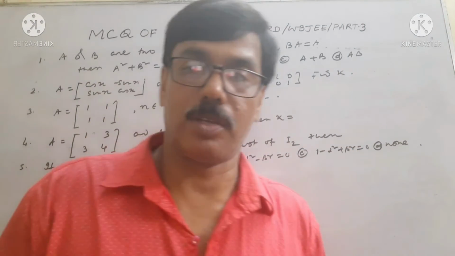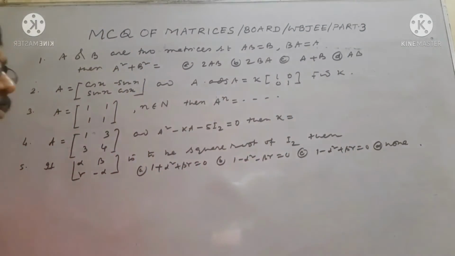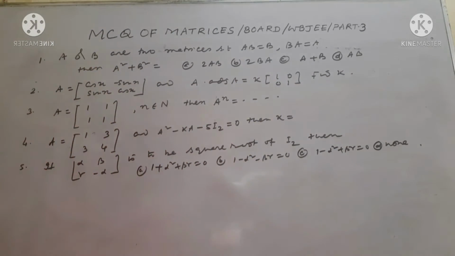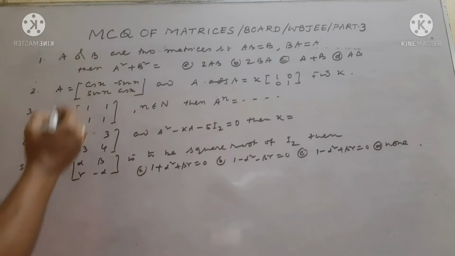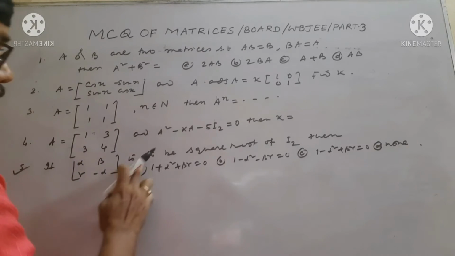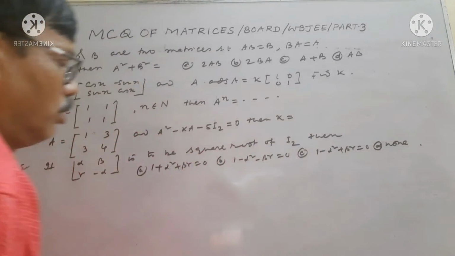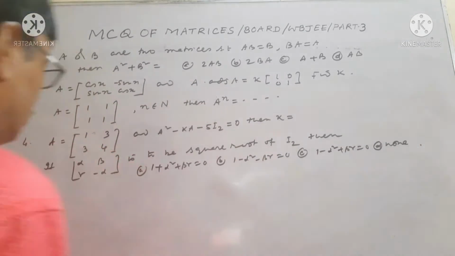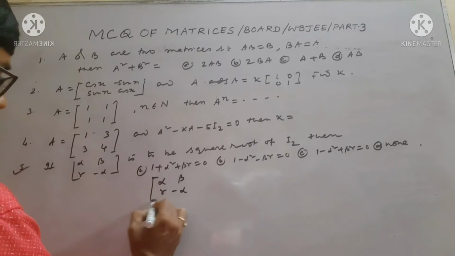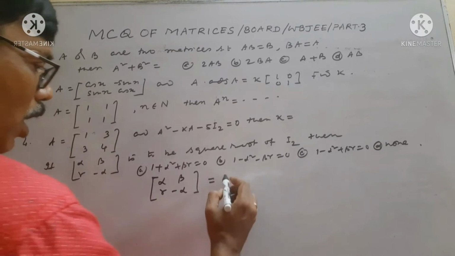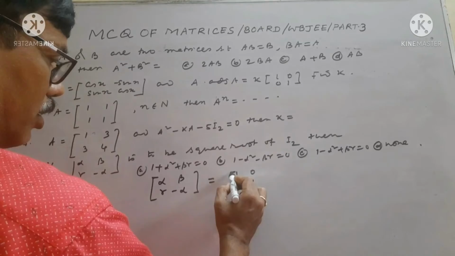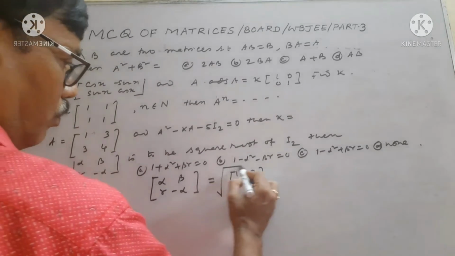Now we consider some miscellaneous problems, MCQs of various types. So look, problem number 5. The matrix [alpha, beta; gamma, minus alpha] is the square root of I2. Then which relation is correct? This matrix is the square root of I2. I2 means the unit matrix.